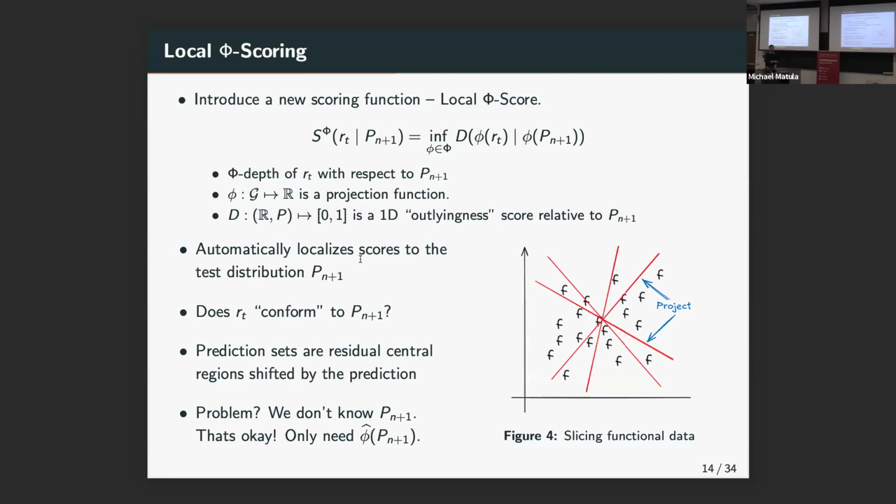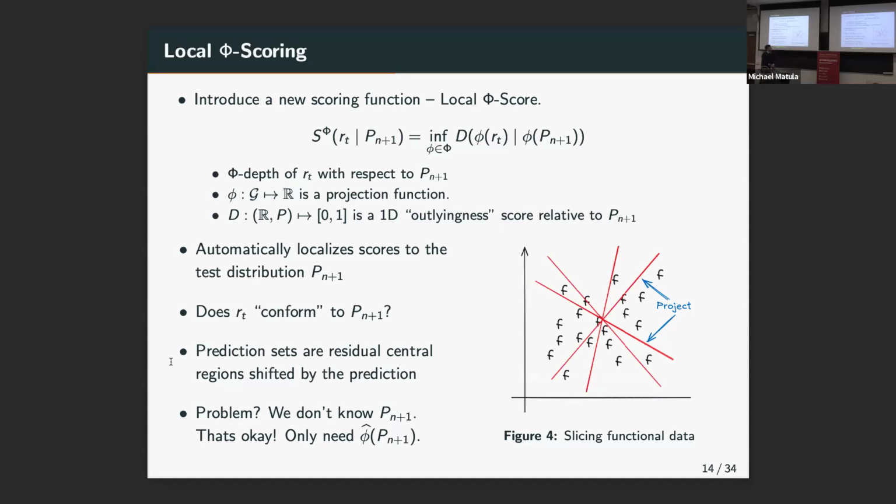Okay, so this is how we're going to define our scoring function. We're going to introduce a new score called a local phi score, which is simply the phi depth of the calibration residual with respect to the distribution of the n+1 residual, that is, Pn+1. Why this is nice is that it automatically localizes the scores with respect to the test distribution. It's essentially measuring how much the calibration residuals conform to the test distribution. Points that are very far away from the test distribution, or don't conform to it, automatically receive very, very low weights. So it's performing the localization directly in the scoring rule by making it conditional on an estimate of the test distribution.